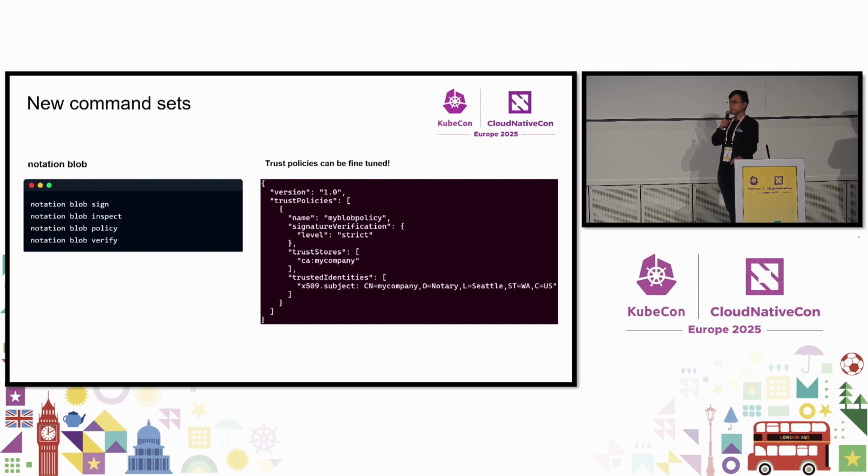Notary Project now introduces a new command set to support signing arbitrary files. Notation is the Notary Project CLI tool. Use notation blob sign to sign arbitrary files, and notation blob inspect to inspect the signature along with the certificate information. With notation blob policy, you can initialize the trust policy. On the right side, you can see an example of a trust policy, and you can fine-tune it based on your requirements. And with notation blob verify, you can verify arbitrary blob files.